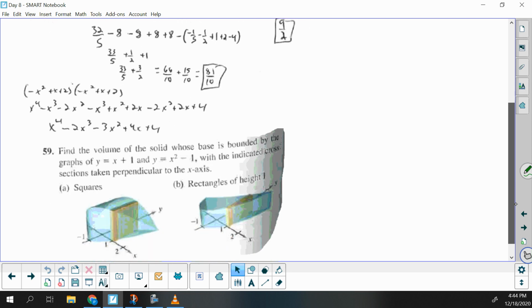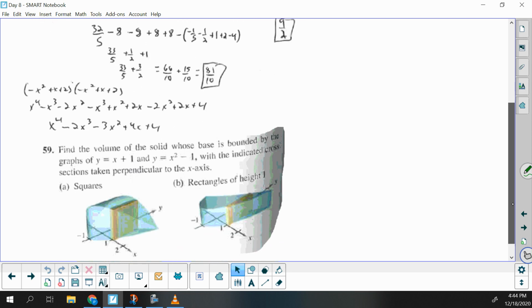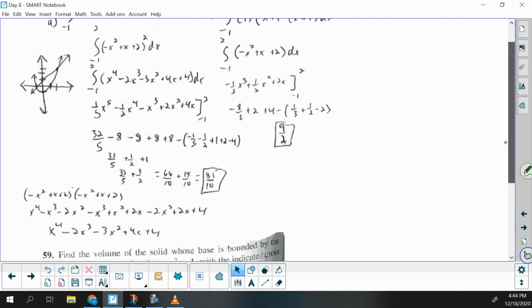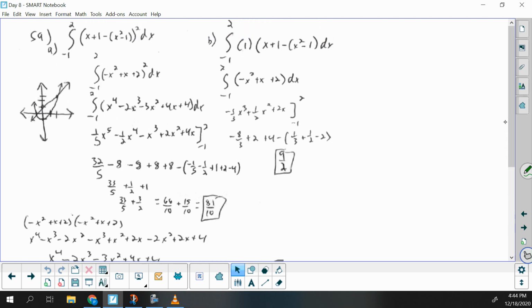So in these ones here, we had squares and then we had rectangles with height of 1. So you had your line minus your parabola to give you the length of a side of the square, and then side times side gave you the area of the square, and then the dx is the little bit of thickness. So in B, the one side of the rectangle is again line minus parabola, because top minus bottom, and then the height was just 1.